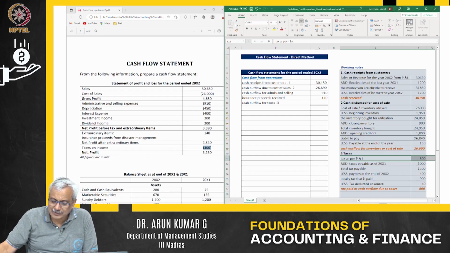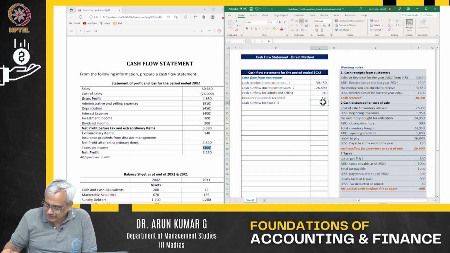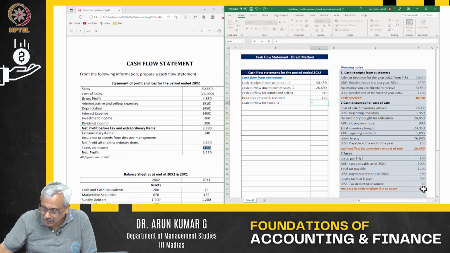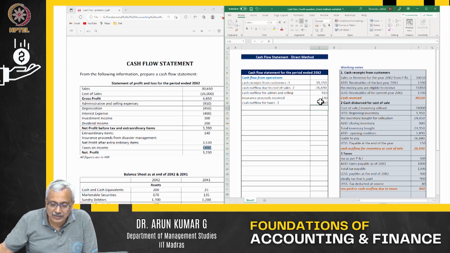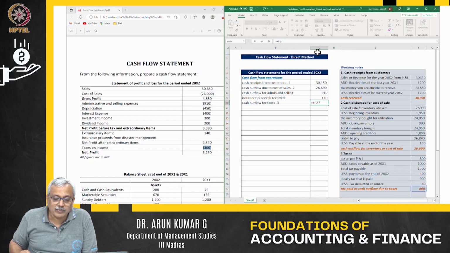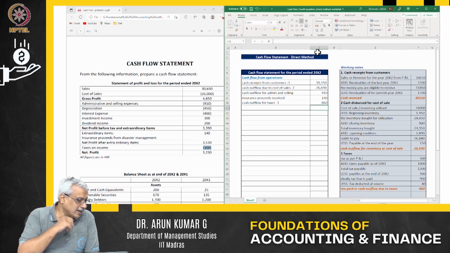So what is the amount? Cash paid, cash outflow due to taxes. The cash outflow due to taxes in this particular case is this amount out there. That is the money that you have paid. So in this particular case, it is 860, and I have to have a negative figure out there. So it is minus out here, a cash outflow in this particular case.